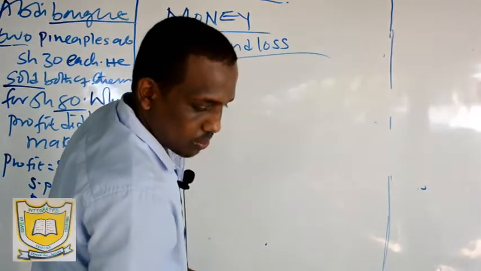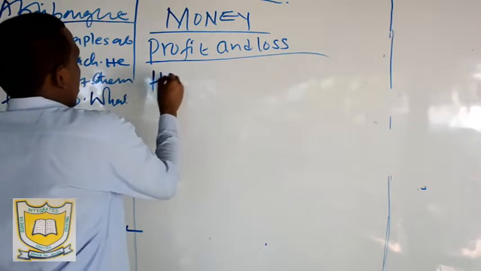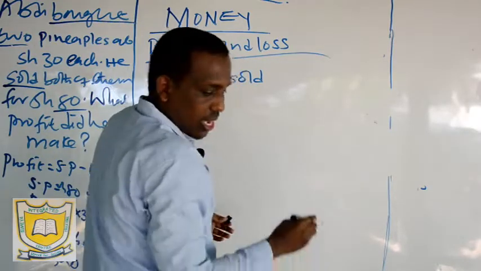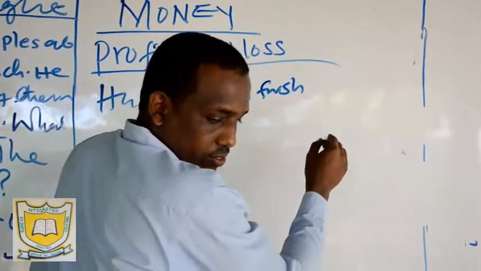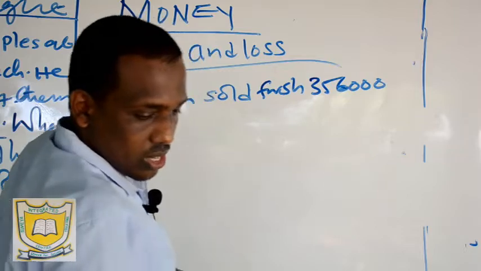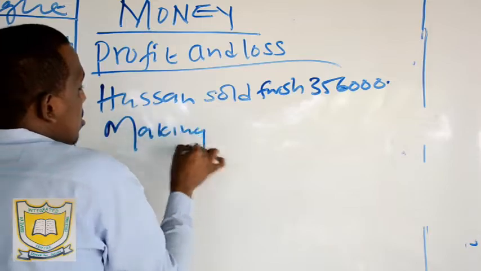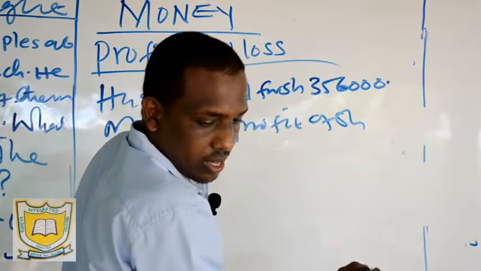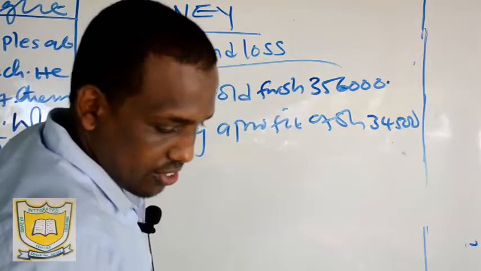Let us see another question. Hassan sold a car for shillings 35,600, making a profit of shillings 34,500.